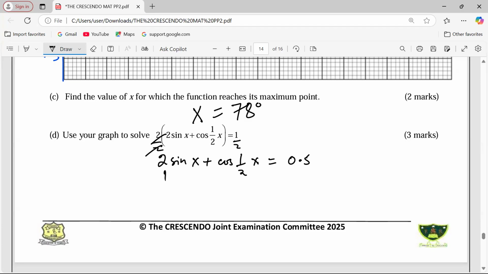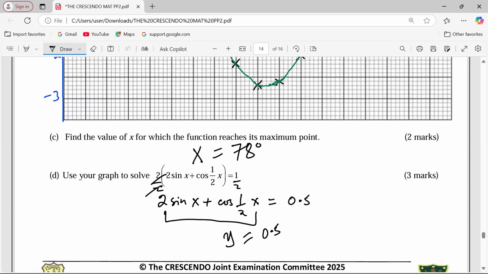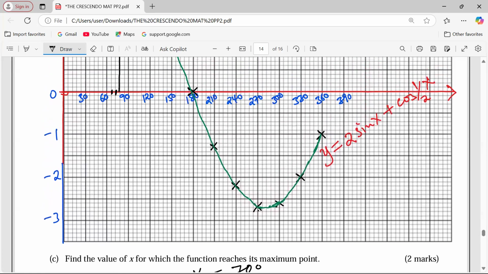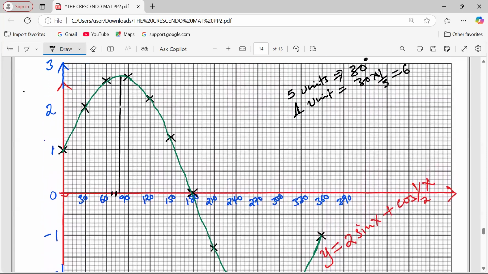This is the value of y. So we need when y equals 0.5. What are the values of x when y equals 0.5? So you move along the curve this way until you read the value there. So what will be the value of x there?